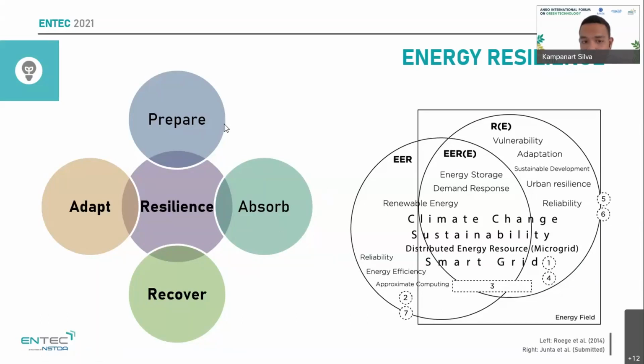So we had a study to investigate the landscape of energy resilience related research until now. And you see, with no surprise, the concept of energy resilience is being researched in conjunction with climate change and sustainability. And going a little more into technical studies, resilience is also mentioned a lot when we study distributed energy resources or microgrids, and also smart grids.